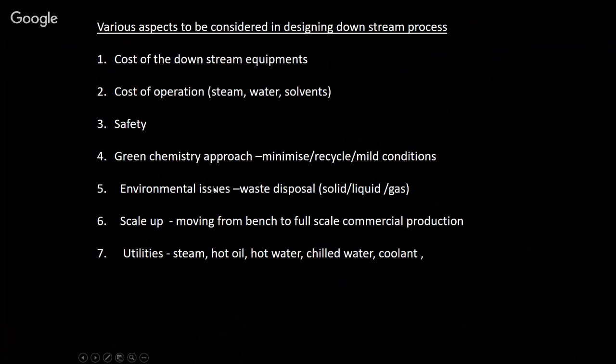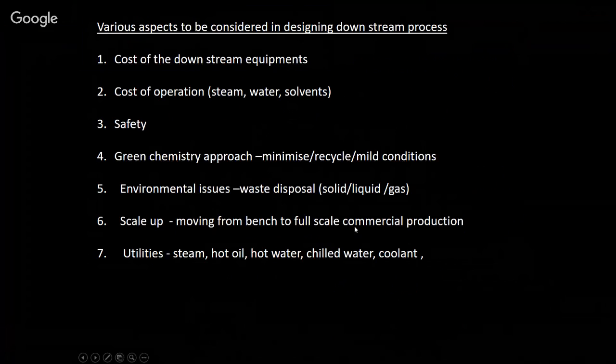Then environmental issues: how do you dispose of the solid biomass? It could be cells, it could be solid biomass, it could be a genetically modified organism. So is it safe to dispose of in the open? Do we have to decontaminate? All these we need to consider, liquid, gas, and so on. So we need to consider all these aspects also when we talk about environmental issues.